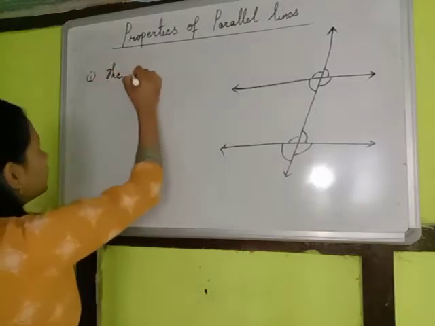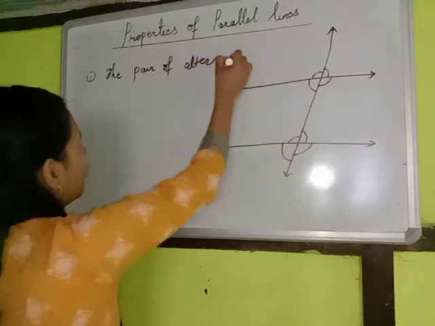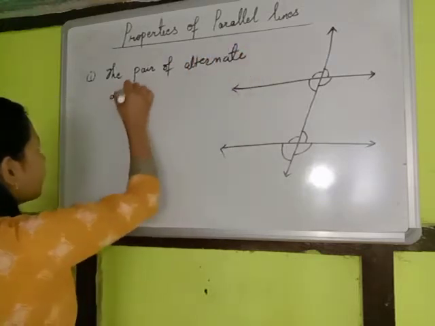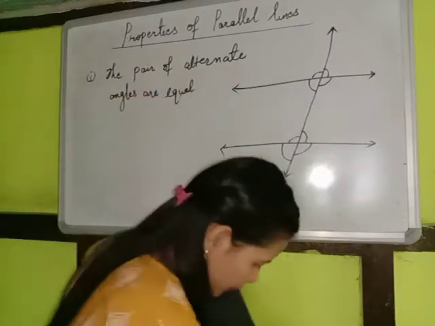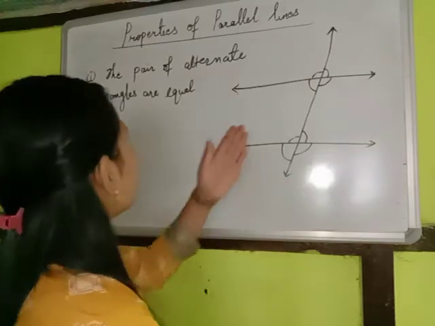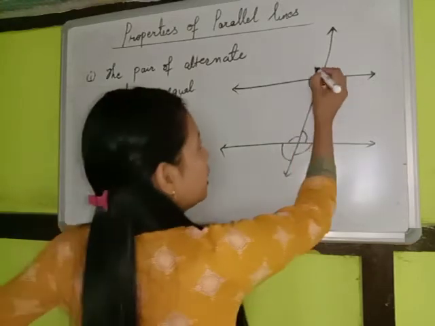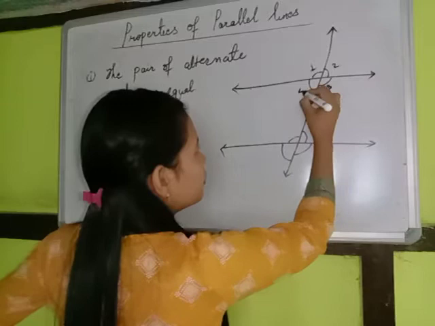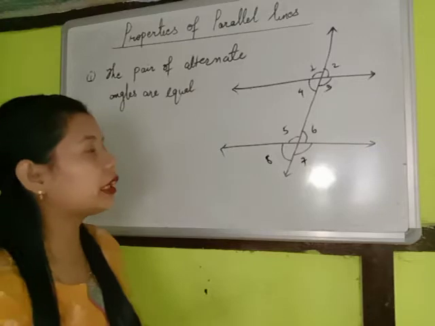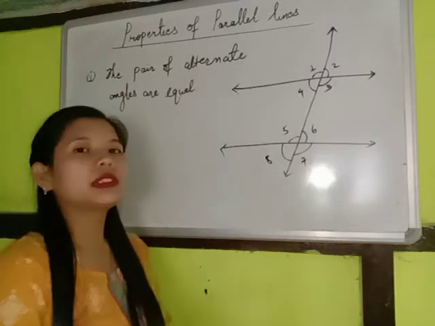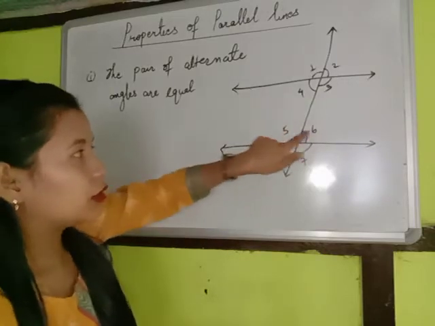the pair of alternate angles are equal. Here, if you see, we have two pairs of alternate angles, right? So I'll name them 1, 2, 3, 4, 5, 6, 7, 8. We have already discussed that we talk about alternate angles only for interior angles, right? So we'll be talking about alternate angles only for these angles.